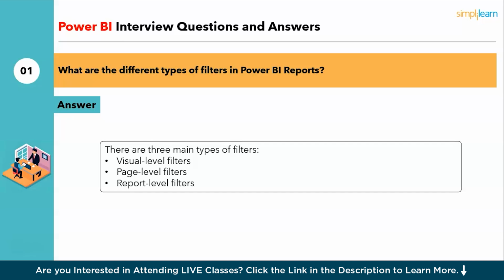If you want to stand out from the group, just mention a couple more, like slicers, which can also act as a type of filter. So visual filters, page filters, and report level filters are the three main types, and if you want to add onto it, you can also add in slicers. Right, now let's proceed to the next question.